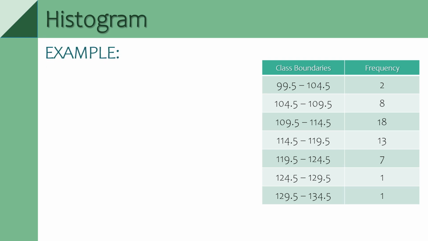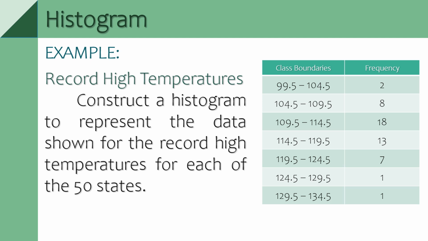Let us use the record high temperatures as our example from our previous lesson. Our task is to construct a histogram to represent the data shown for the record high temperatures for each of the 50 states. Take note that in a histogram, the data that we are about to use are the class boundaries and the frequency. Class boundaries for the histogram and its frequency.